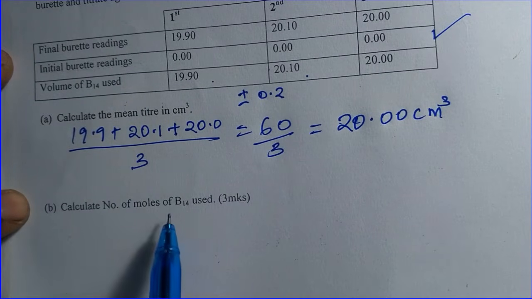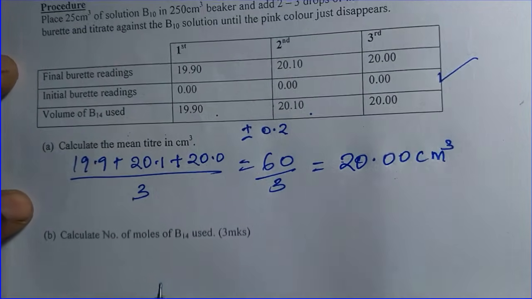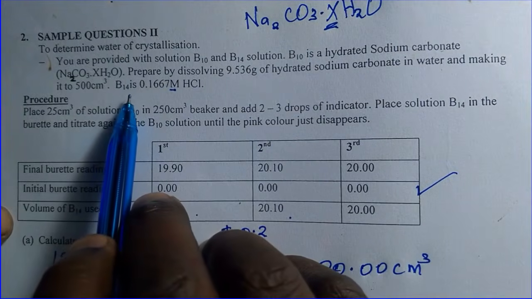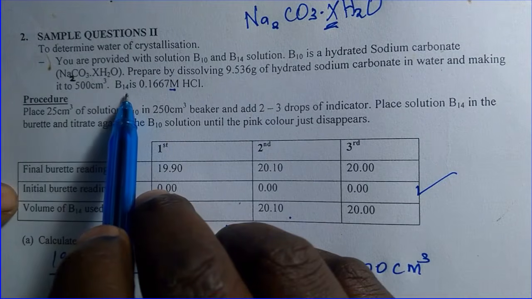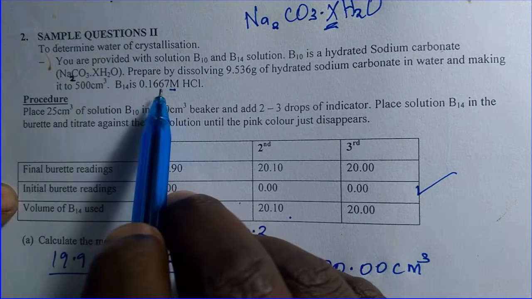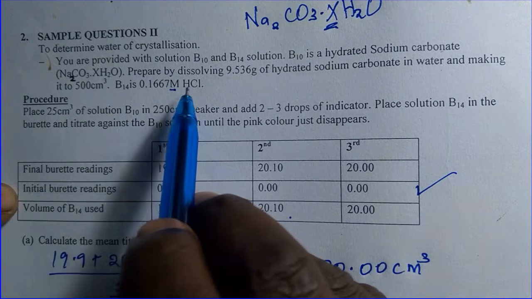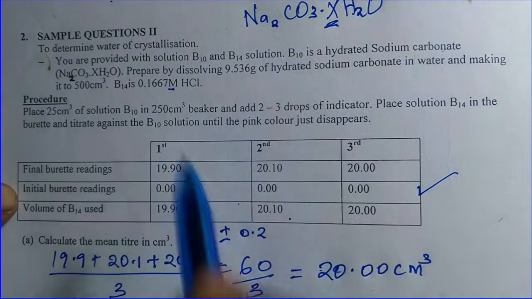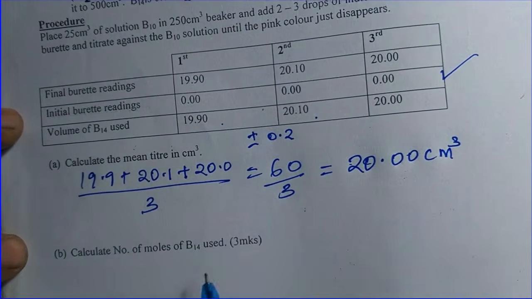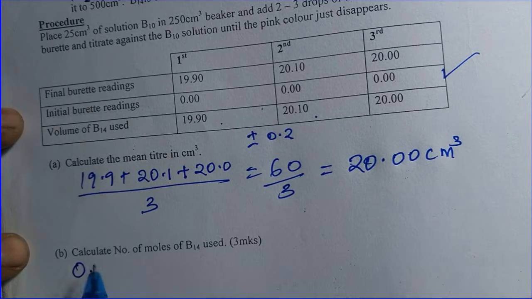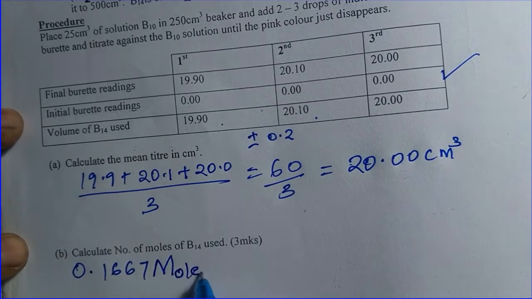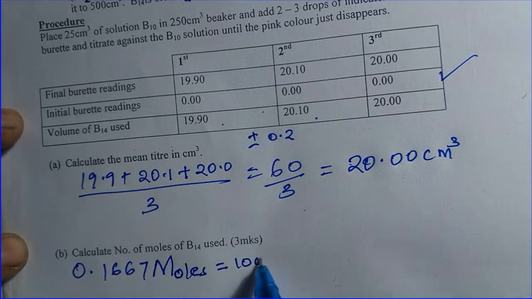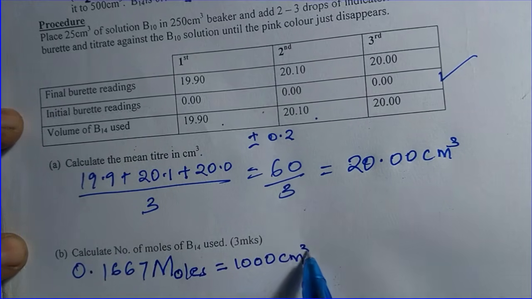Calculate the number of moles of P14. Now P14, you come back and see what you are provided with. We were provided with P14 as 0.1667 molar HCl. So P14 is HCl. That one is direct. We will simply ask: 0.1667 capital M, I have told you this means moles in 1000 centimeters cube of that solution.